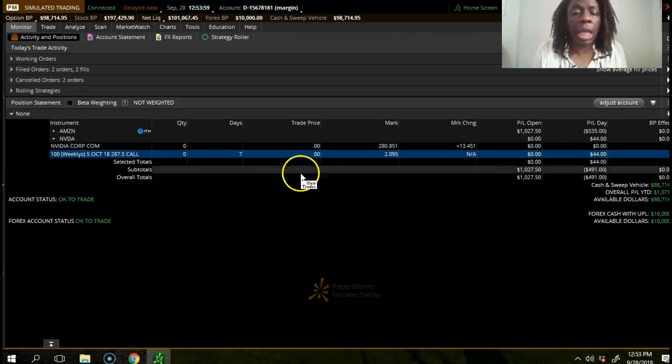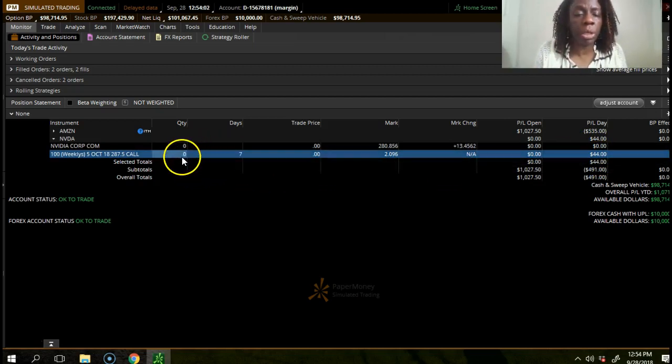Of course, if you purchased more than one contract, we only did one contract, then you would have made twice this amount. And anybody who could have afforded 10 contracts would have made 10 times this amount. And that's basically, my friends, how we make money or how we lose money trading options.